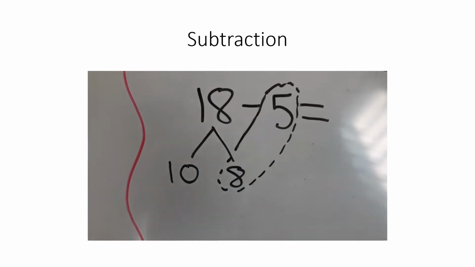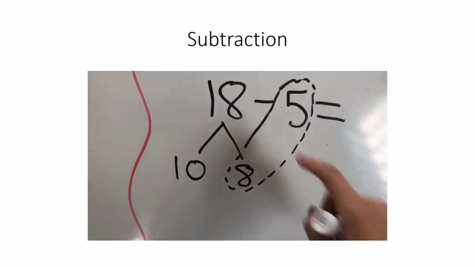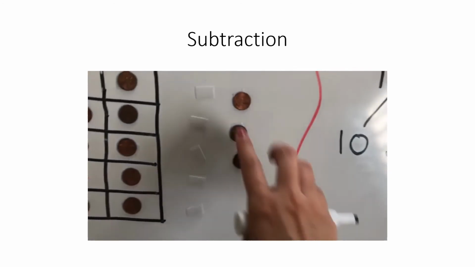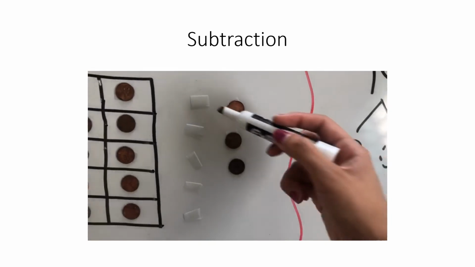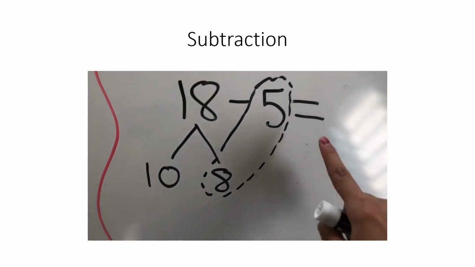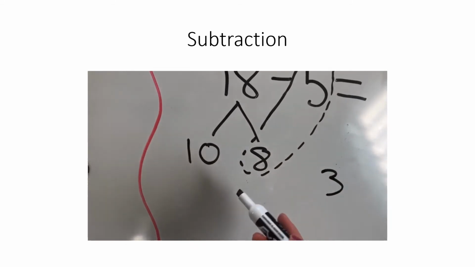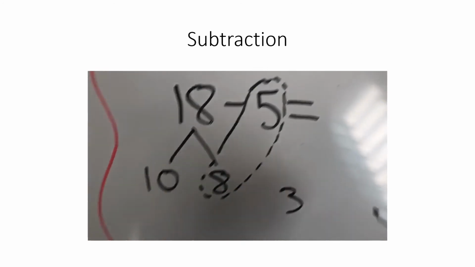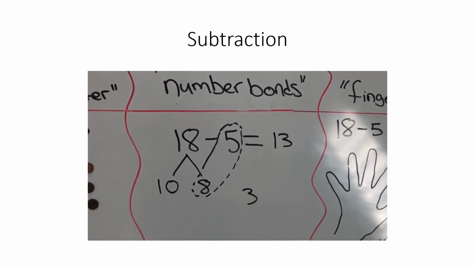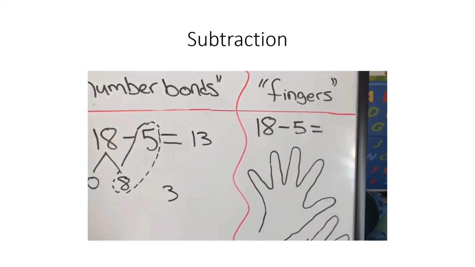So remember that I still need to subtract 5. So how much is 8 minus 5? That's 3. Remember the pennies? We had 8 pennies right here. We subtracted 5 and we're left with 3. So 8 minus 5 is 3. And remember that we still have a 10 that we didn't use. And 10 plus 3, 13. There you go.